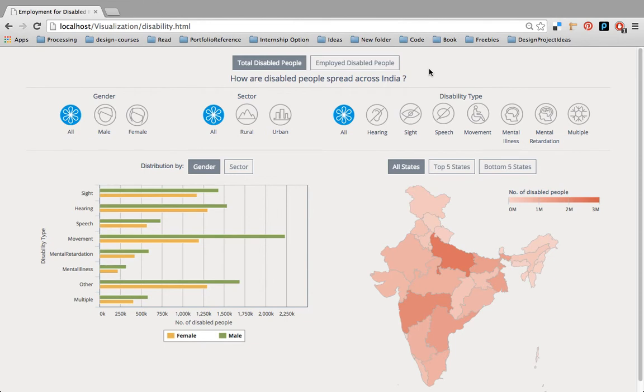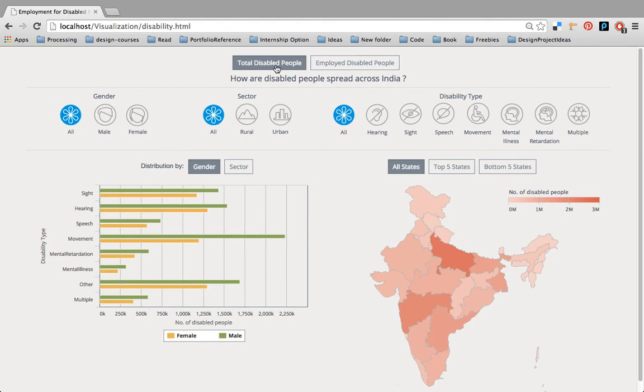Disability visualization is divided into three different sections. There is a navigation section at the top, there is a filter section in the middle, and there is a data section at the bottom.